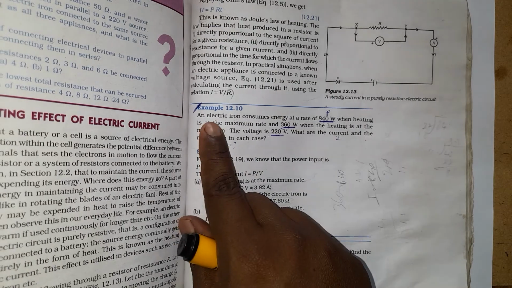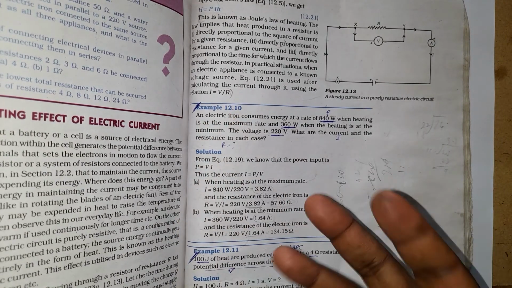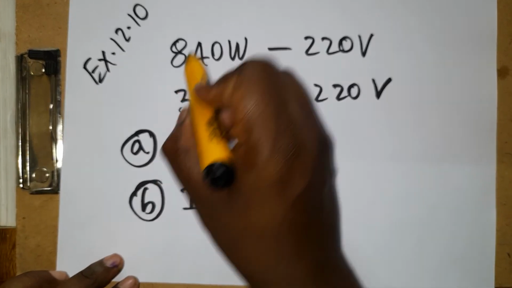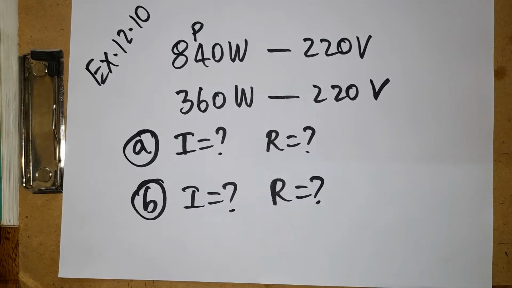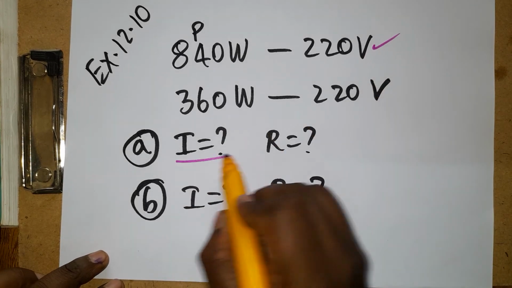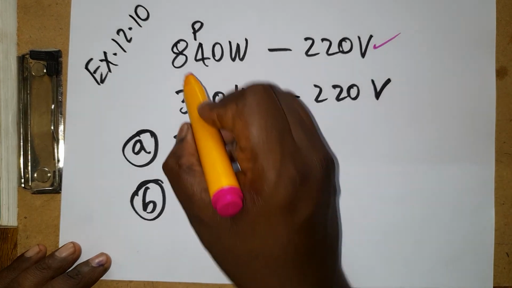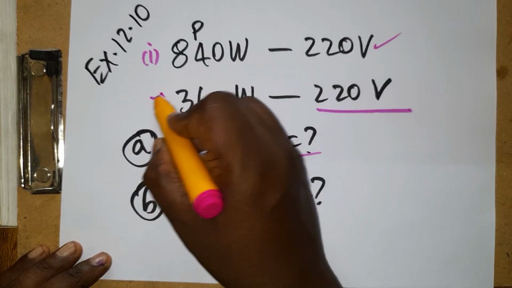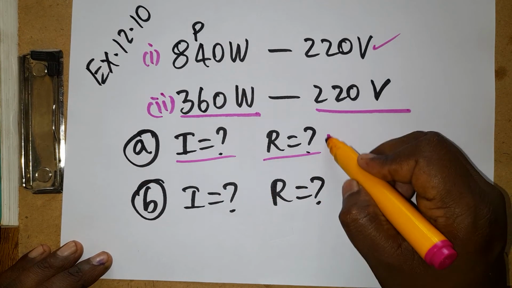Hello students, today we are going to discuss the 12th chapter, 10th problem. It's the last problem in this chapter. There are two conditions. Power is 840 watt and voltage is 220 volt. They asked about current and resistance for the first condition. In the second condition, power is 360 watt and voltage is 220 volt, and they want the resistance and current. First we will do this one.